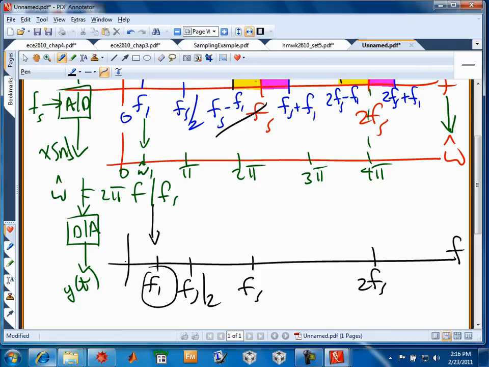So you go up to 2 times Fs, which was 16,000 hertz. That lies 3,000 hertz above 13,000. So that means the difference frequency, or the principal alias, is down there at 3,000 hertz, and that's what you heard, right? You heard a much lower frequency.